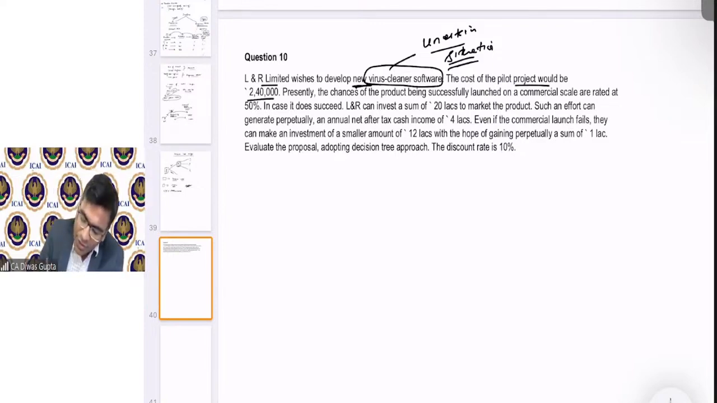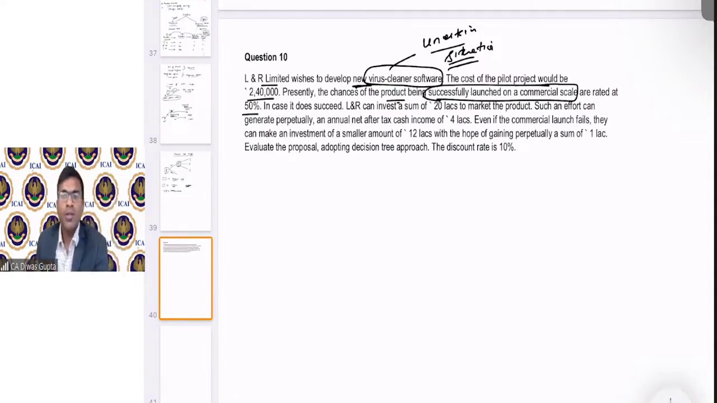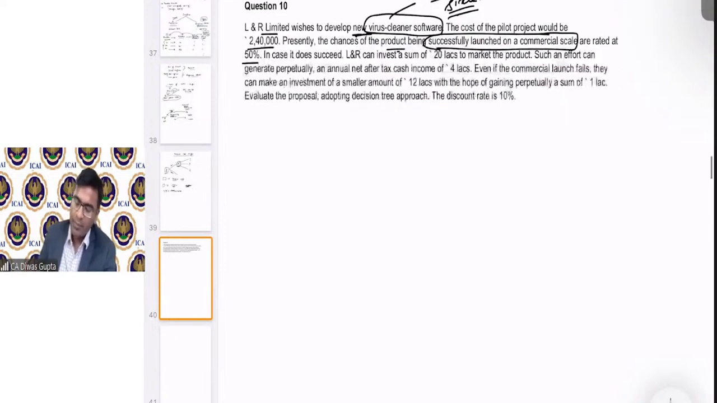Then they are saying presently the chances of the product being successfully launched on a commercial scale are rated at 50%. So this is also clear. If the pilot is successful, then we will launch it on a commercial scale. But the chance of the pilot being successful is only 50%. Once the pilot is successful, the next step is to launch it on a commercial scale. Once it is launched on the commercial scale, then only other benefits will come. And the probability of launching it on a commercial scale is 50%. That means the chance of the pilot being successful is also 50%.